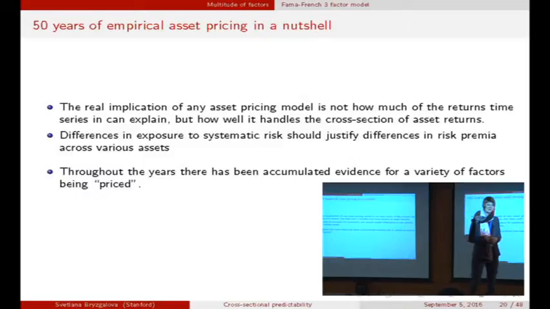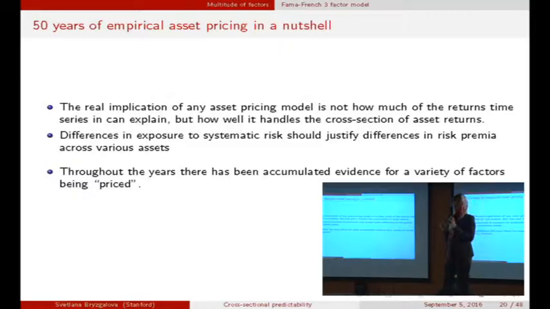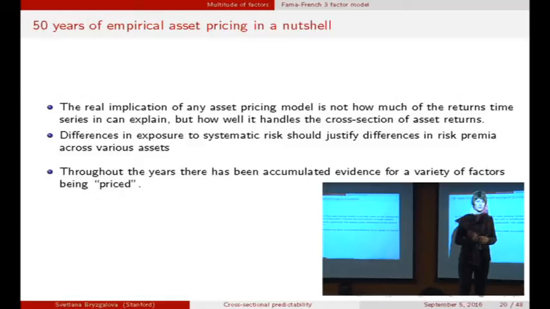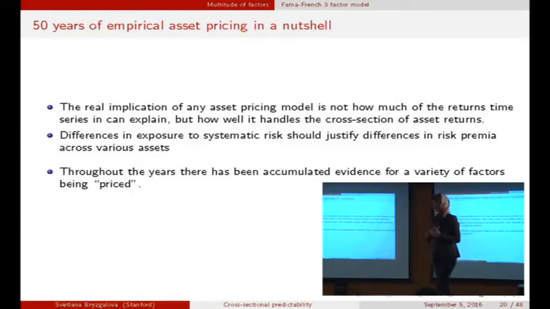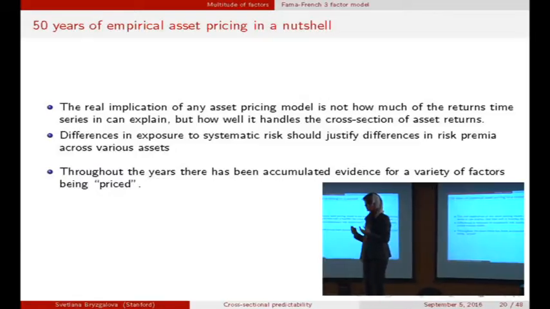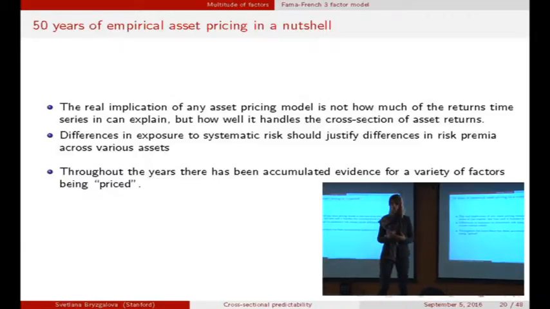So how can I summarize 50 years of empirical asset pricing research? We know that under a very small set of assumptions, the main of which are no arbitrage and the law of one price, which seems pretty reasonable if you think about it, there exists an SDF that prices asset returns. And our goal is really trying to understand the nature of that stochastic discount factor, which represents the relevant risks for the economy.